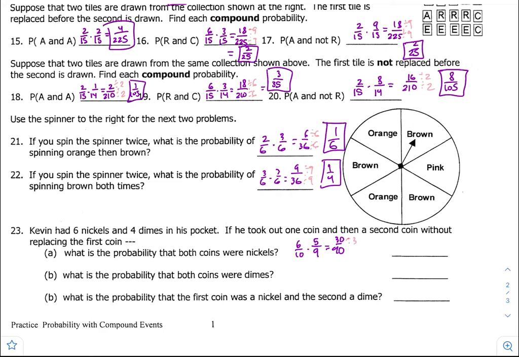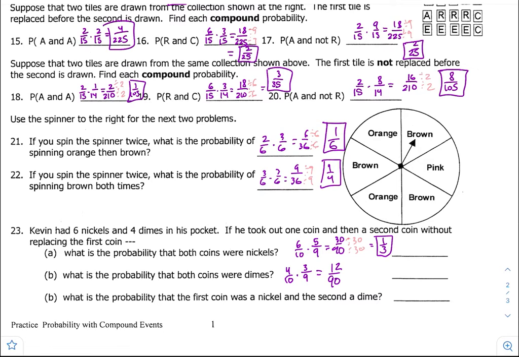Divide top and bottom by 3, or sorry, by 30. And you would get a 1/3 chance. What was the probability that both coins were dimes? The probability of getting a first dime is 4 out of 10. Now remember, you took out a dime, so there's only 3 dimes left out of 9 coins in the bag. So we get 12 over 90.